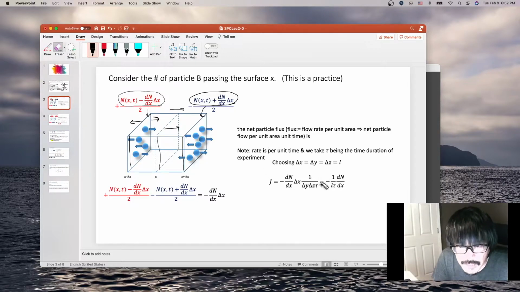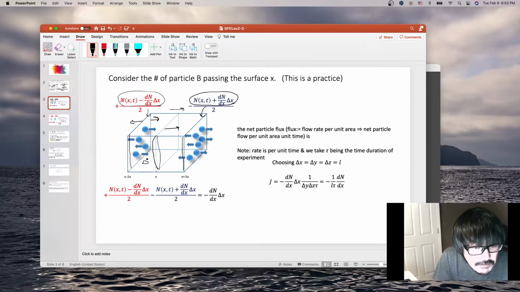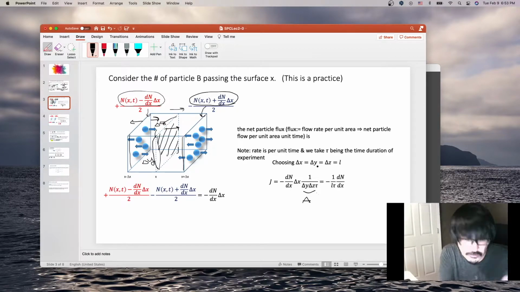Those are the tau. Then the flux is equal to these things right here divided by the delta y, delta z. You know what the delta y and delta z is? The delta y is that one. That's your delta y, and that's delta z. So basically that's the area right here. So this corresponds to per unit area per unit time, right? Because the tau is the experimental time that you spent to observe these things right here.